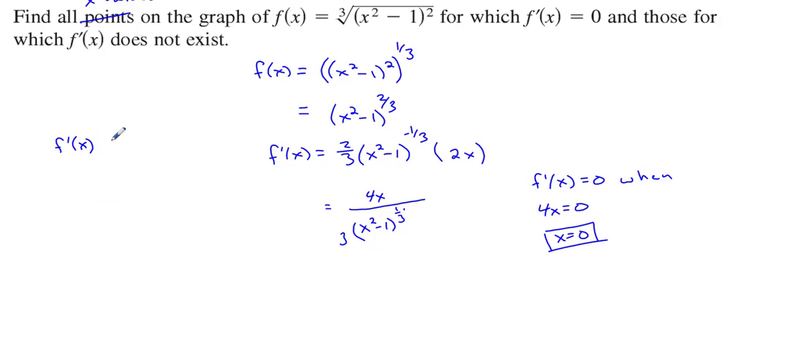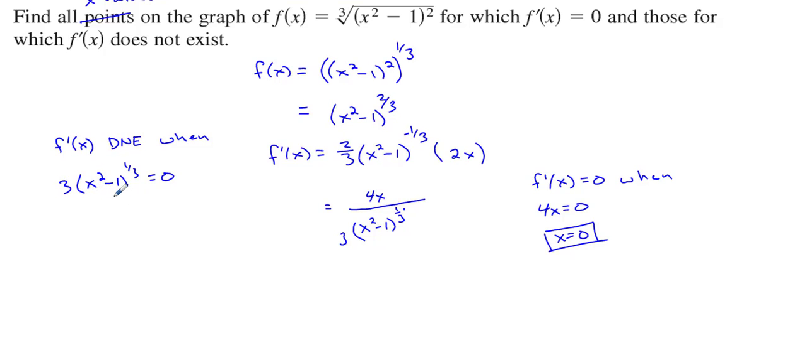Yeah, when the denominator is 0. So f prime does not exist when, let's see here, 3 times (x squared minus 1) to the 1/3 power equals 0, right? Okay, what makes the bottom 0? What makes this 0? 1 and negative 1, right?